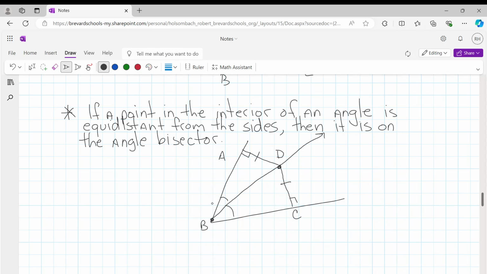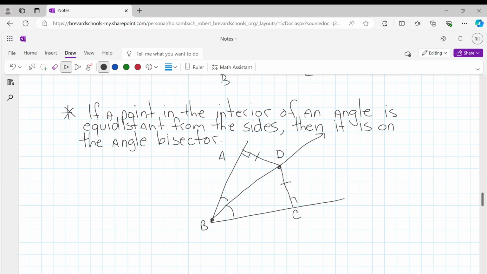So all of the information remains the same, but in the last example, we put the arc marks on first. In this example, we'll put the arc marks on last. Okay? The order in which you can add the information changes, but all of the information remains the same. If a segment bisects an angle, then any point on that segment is the same distance from the sides. If a point is the same distance from the sides of an angle, then it's on the angle bisector. And that ray splits the big angle in half.